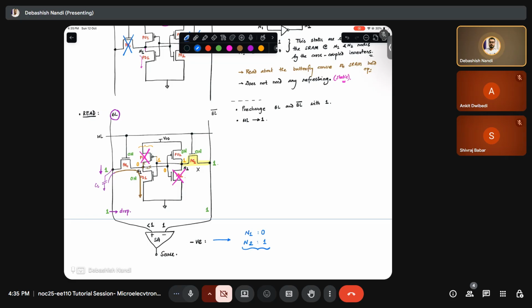If this sign is positive, then you could say that it is 1 and it is 0. So this is reading of the data that is already stored in the SRAM cell. Is that clear? Yes. So now we'll see the write operation.